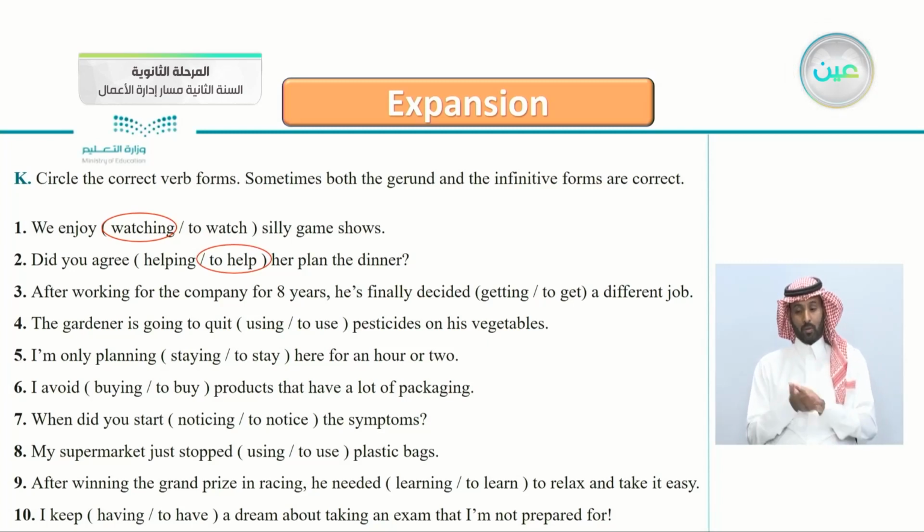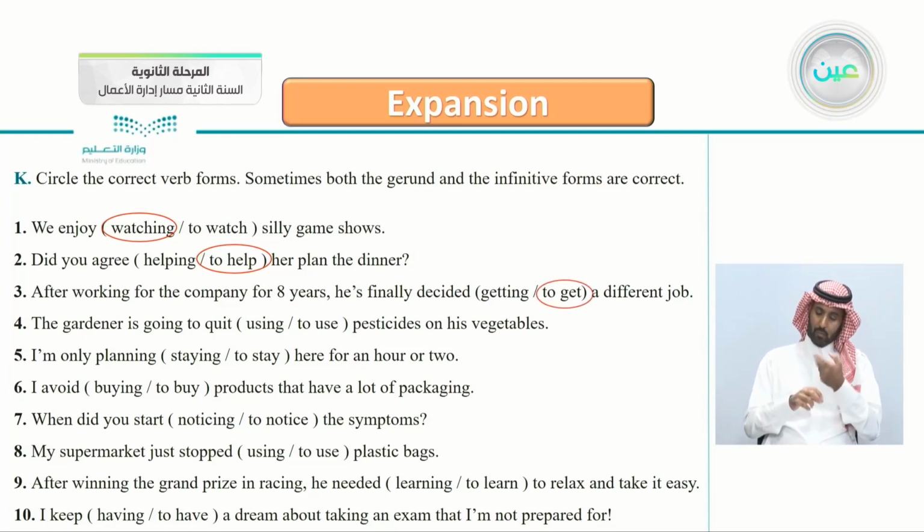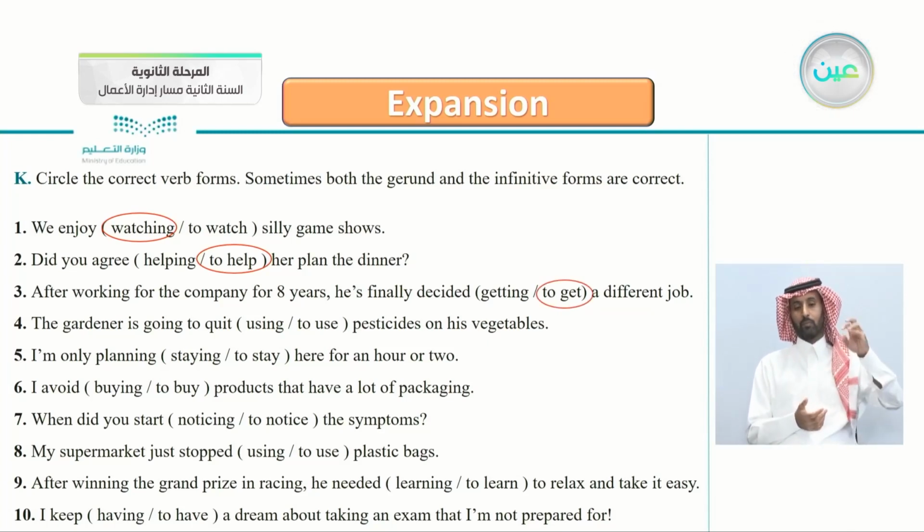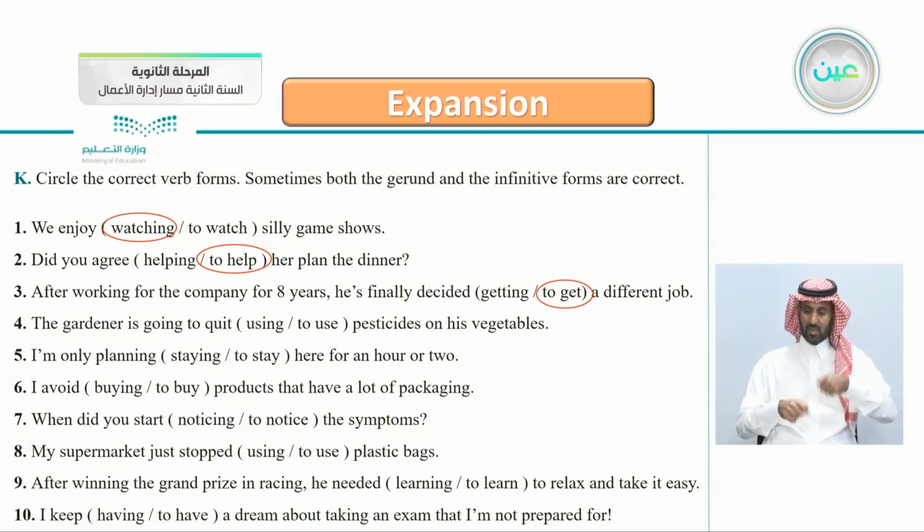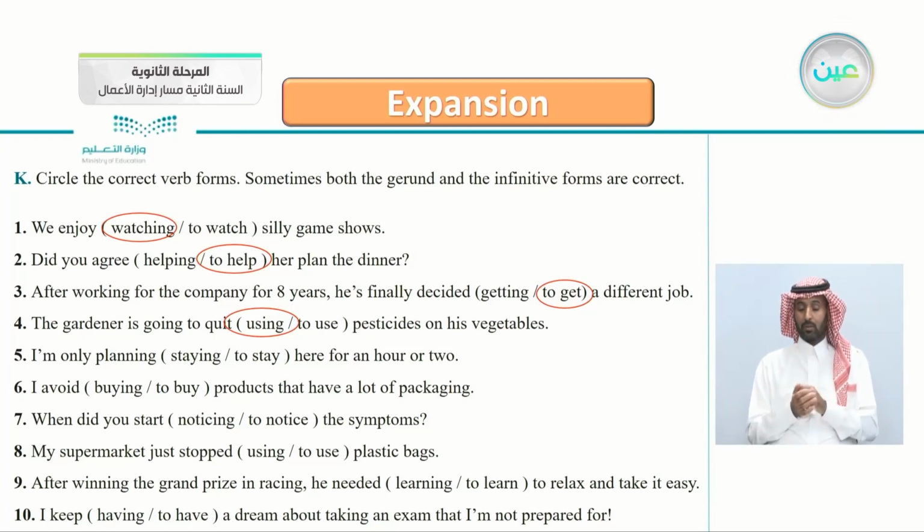After working for the company for 8 years, he has finally decided to get or getting a different job. Excellent. To get a different job. Number 4 here, the gardener is going to quit using or to use pesticides on his vegetables. To quit using. Yes, to quit using. Excellent. Number 5, I'm only planning to stay or staying here for an hour or 2. Planning, yes, to stay. Planning to stay. We can't have 2 ings one after another.